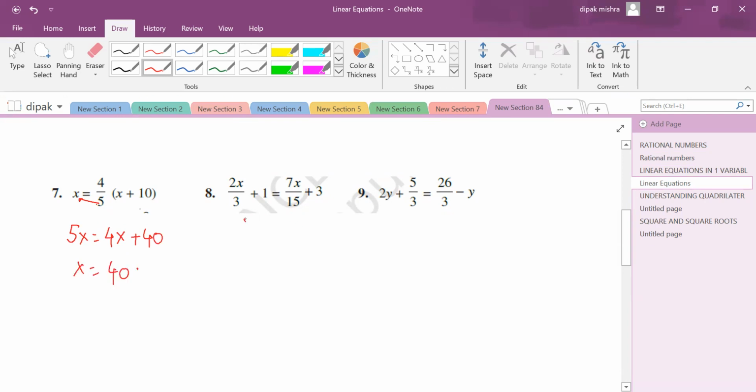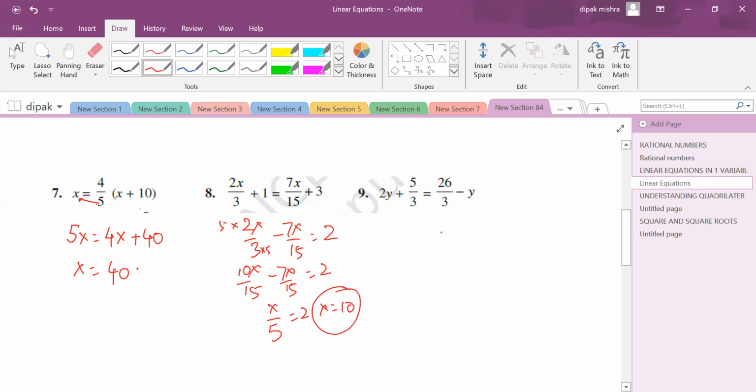Okay, again 2x by 3, flip this, 7x by 15. All the time your aim would be to have variables on one side and numbers on the other side. So 7x by 15, that is equal to 3 minus 1 is 2. Now 2x by 3 can be written as, you multiply it by 5 and you get 10x by 15. 10x by 15 minus 7x by 15 is equal to 5. So 3x by 15, which is x by 5, is equal to 2. So x will be equal to 10. Right? So the value of x is equal to 10.